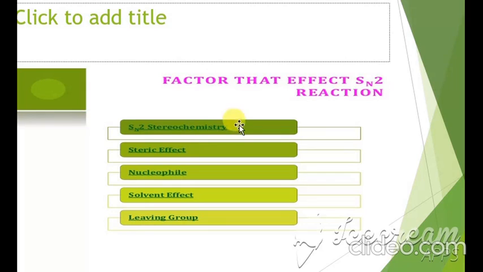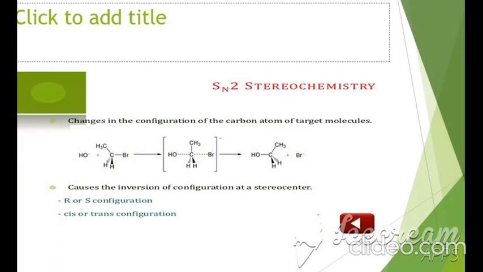Steric effect is also important. If there are 2 hydrogens and 1 methyl group, and you replace them with bulky groups, the reaction is hindered. SN2 is especially performed by primary alkyl halides. So the steric effect is also very important in this case.